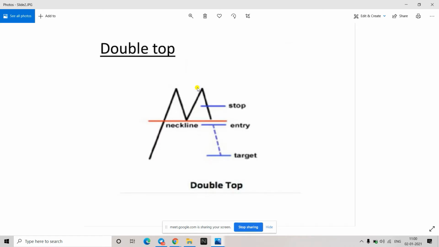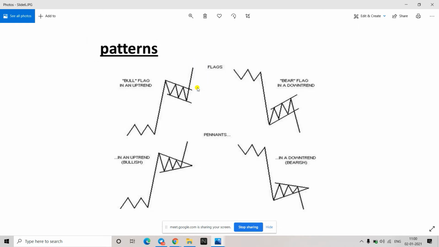For now we'll see triangle kind of a pattern. In triangle, what happens? Similarly, there will be a pole in triangle also, but then here the consolidation was somewhat in parallel channel. Here the consolidation or the correction will be in somewhat triangle channel.